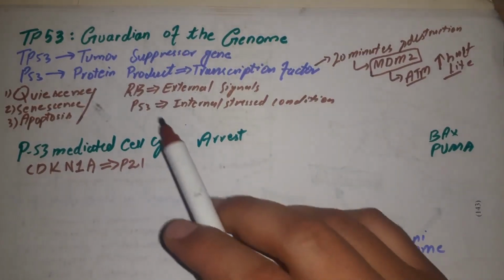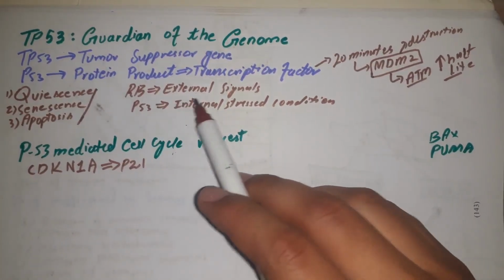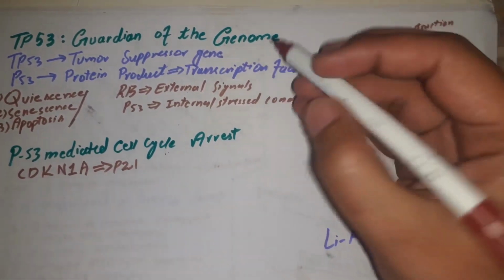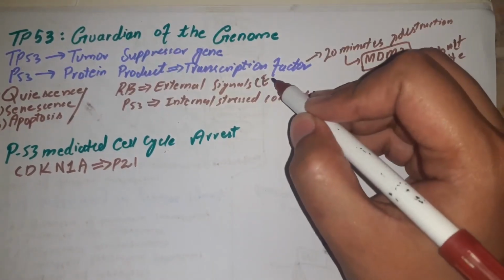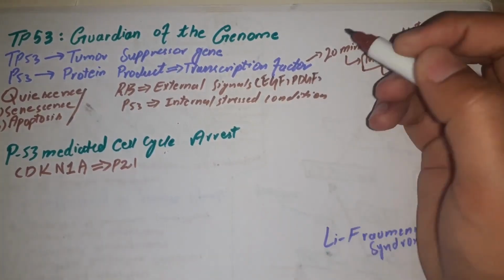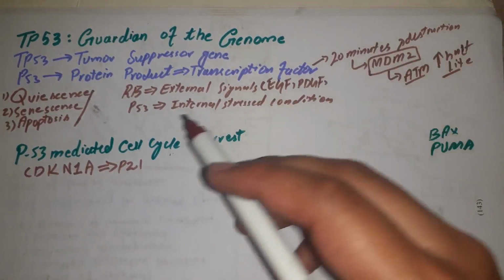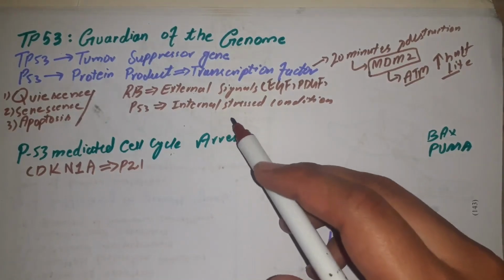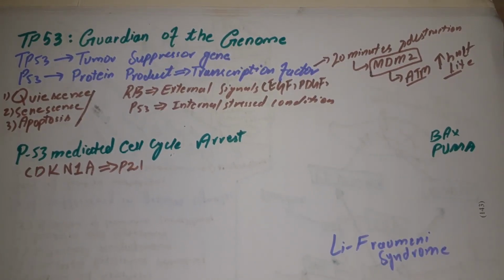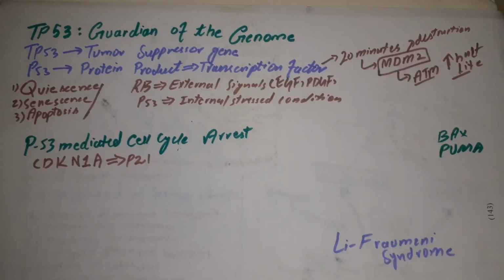We previously studied retinoblastoma. Retinoblastoma was responding to external signals, which were either growth stimulatory signals or growth inhibitory signals in the form of epidermal growth factor, or platelet derived growth factor, or transforming growth factor, and so on. However, P53 responds to the internal stress signals of the cell. Okay, and it senses any damage to DNA or internal stress conditions, for example anoxia, etc., and stimulates either arresting cellular growth or destruction of the cell.